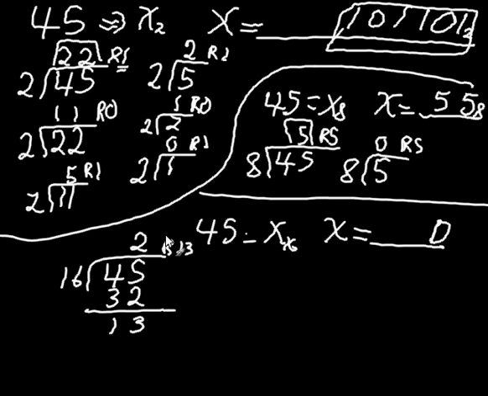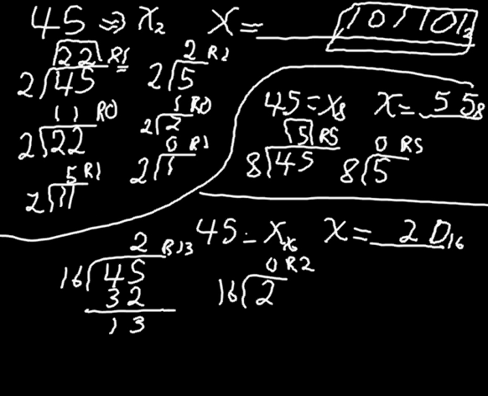And then we have to divide the quotient. So 2 divided by 16 is just 0, remainder 2. So that's our answer in base 16.